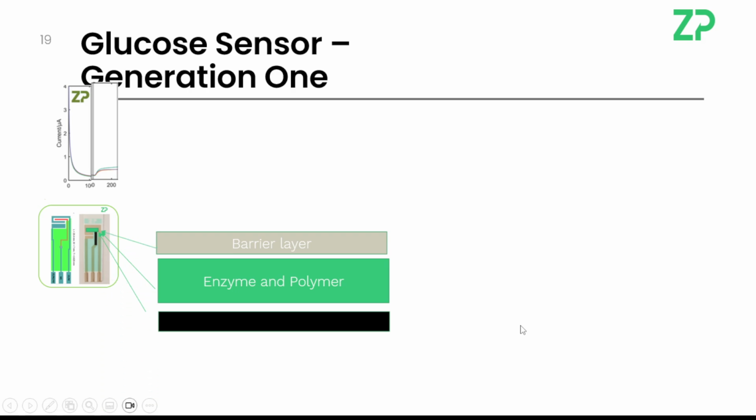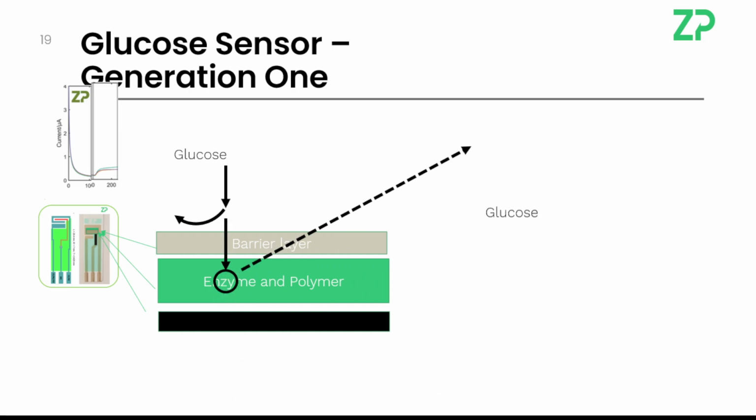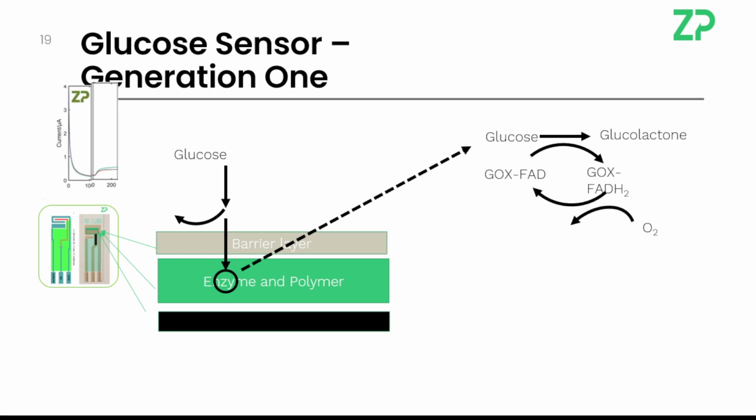I don't want to be pedantic about the reaction here, but we have glucose, for example, in a CGM that's mostly repelled by the barrier layer, but some of it gets through to the enzyme layer. Then we have a specific reaction where glucose reacts with the enzyme, and we end up generating hydrogen peroxide because oxygen reacts with the enzyme and generates hydrogen peroxide. And that is what is then oxidized on the electrode.